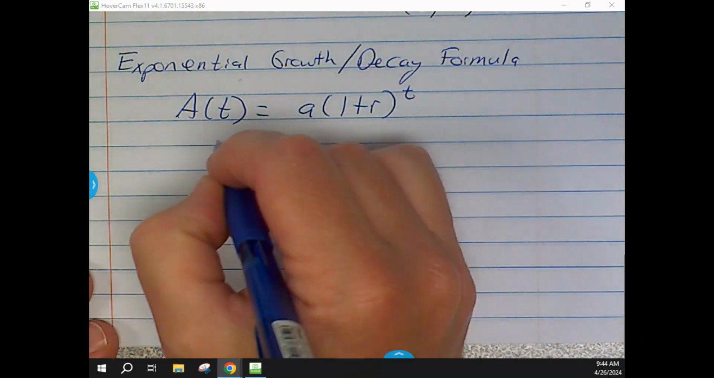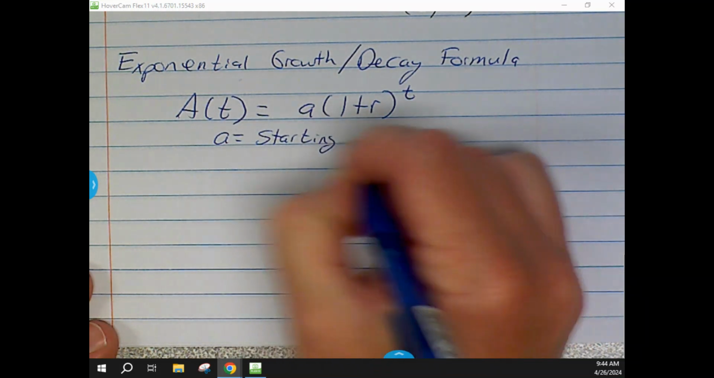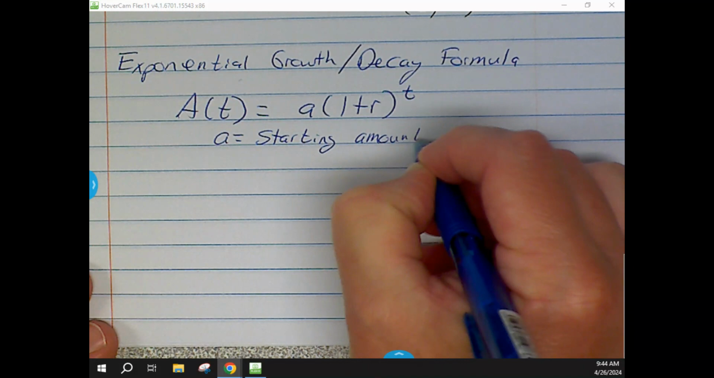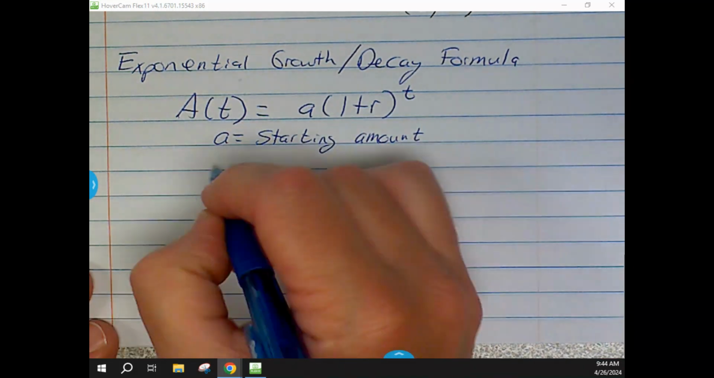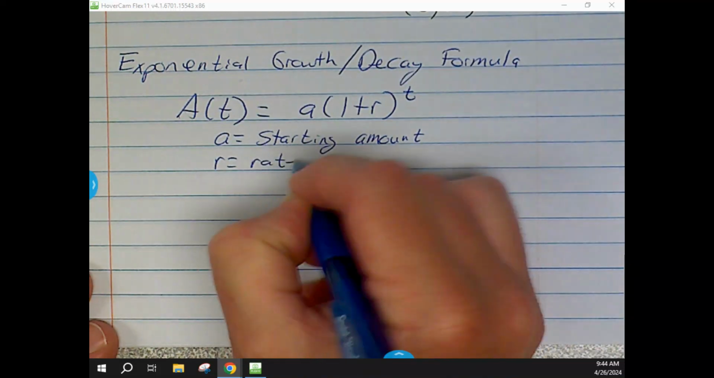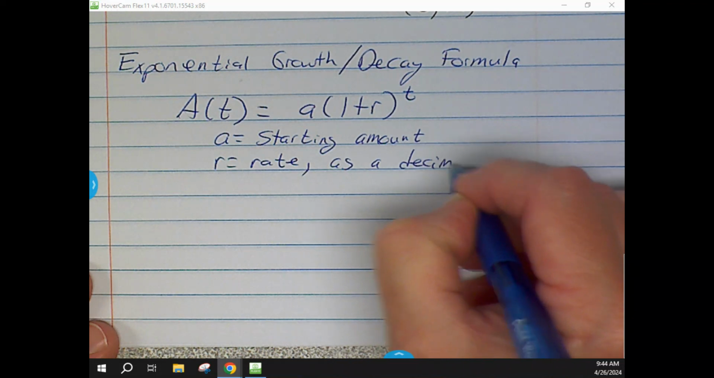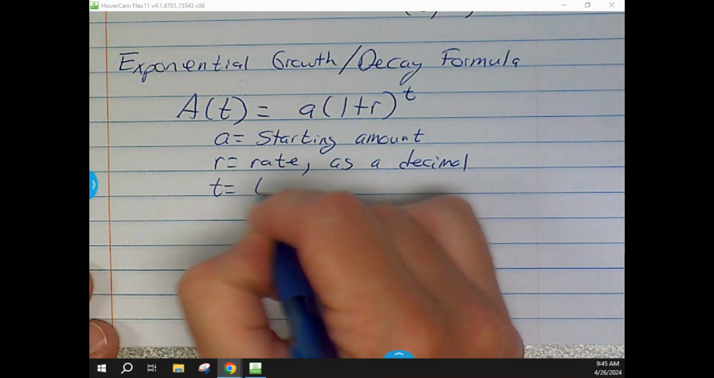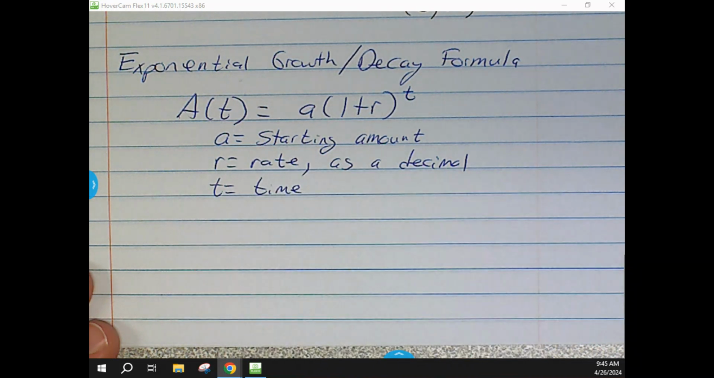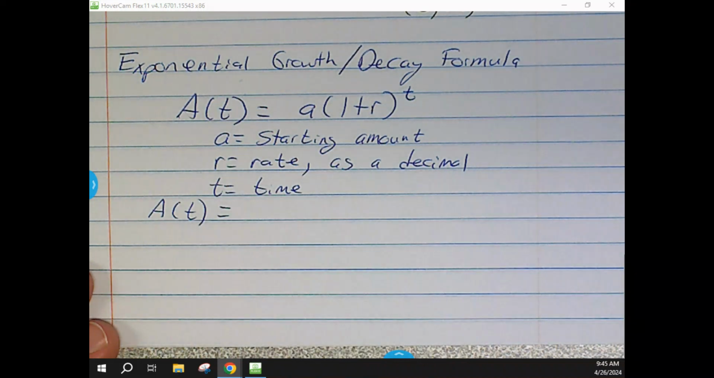The small a is your starting amount. A lot of times, if we're doing money, they put P for principal, which is your starting principal, your starting money amount. r is going to be your rate as a decimal, which means you've got to convert it. They're going to give it to you as a percentage, and you've got to change it to a decimal. And then t is your time. And then A of t is the amount of whatever thing it is you're working with.